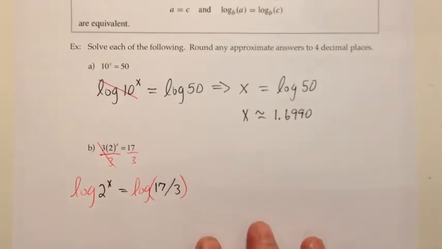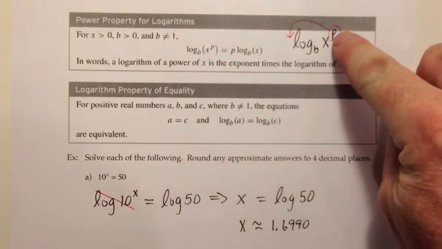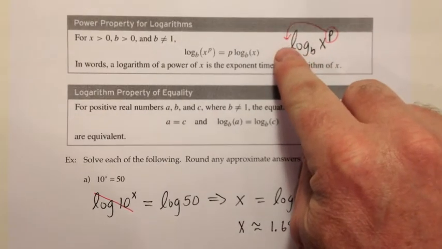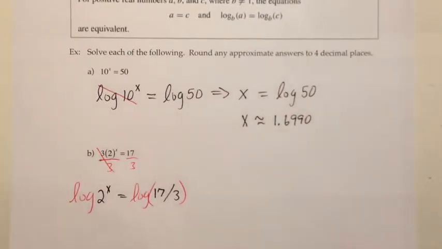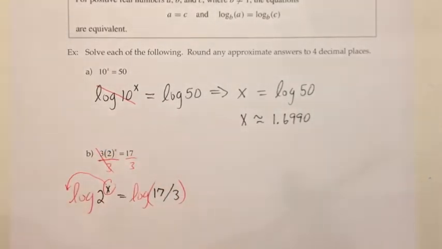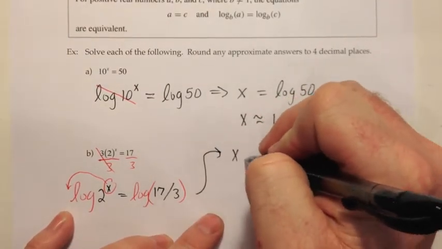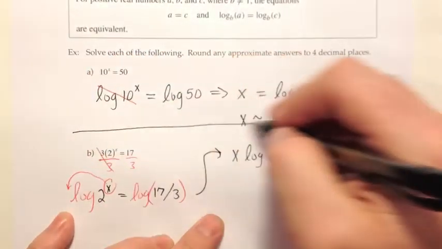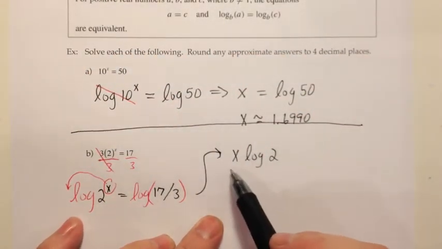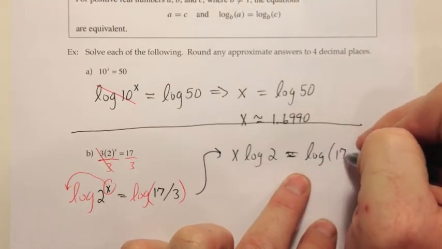And this time, the base of the log is 10 because it's a common log, but the base of the exponential is 2, so they don't cancel out. But I can still use this property that says if I have an exponent inside of a log, I can move that out to the front, and that would be equivalent. So I'm going to take that x right there, and I'm going to move it out to the front of this expression. So that becomes x log 2. So the log 2 part stayed put, but the x moved out front is equal to the log of 17/3.